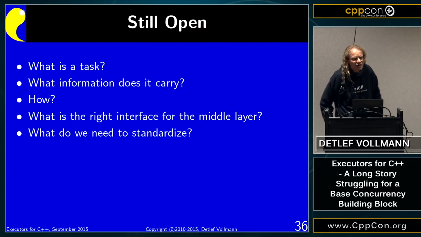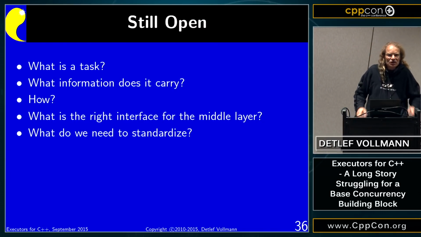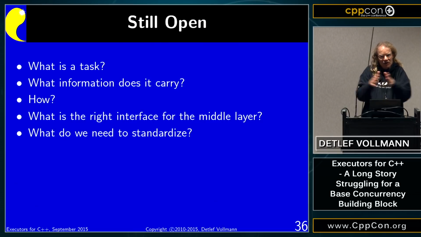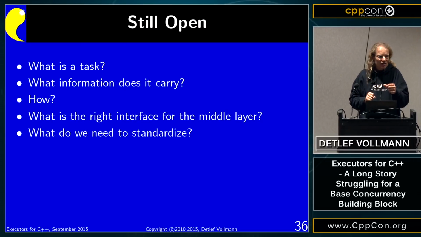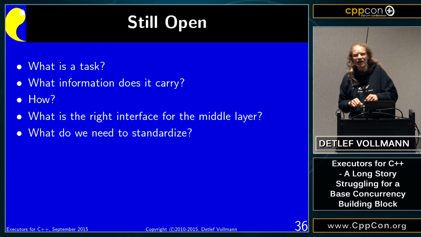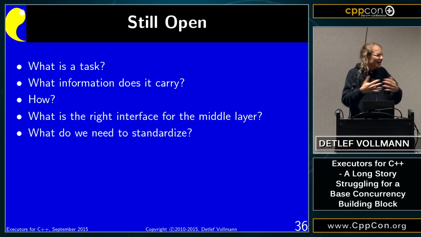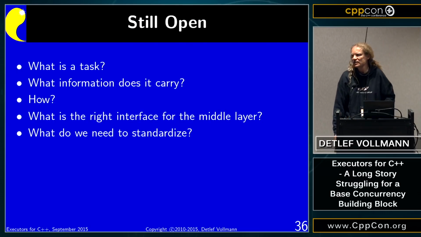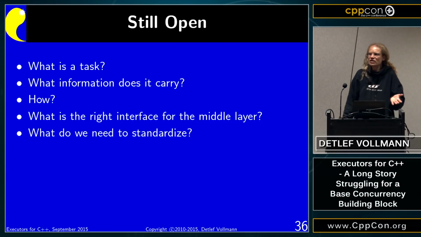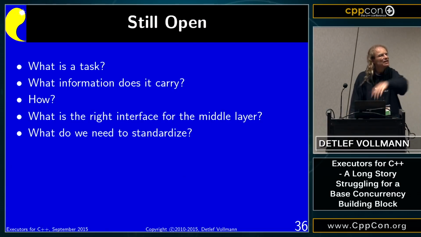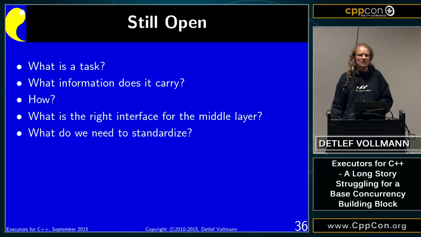So what we really need to look into is, what interface do we need between the executor and the middle layer? But in a way that the higher layer, the application, actually can transport all the information it wishes to the underlying executor. And as I said, we definitely shouldn't standardize everything. But we should standardize something that is open enough so that other people can build on that and do their own things outside of the standard.